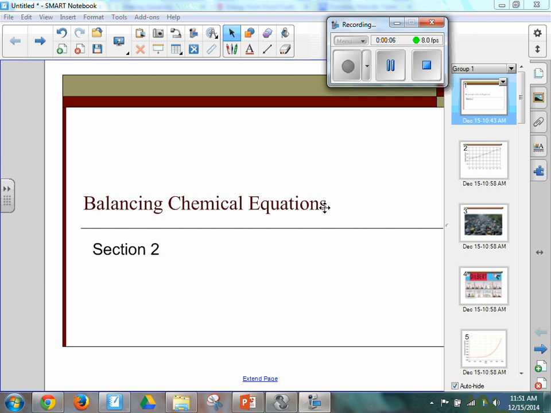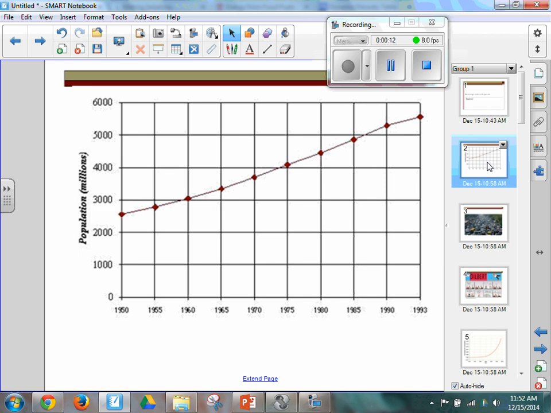Today we're going to be talking about balancing chemical equations, and to give you a little bit of a real-world example here, we're going to be talking about global warming. We'll be talking about, of course, the increase in the population. As you can see here, in 1950 we were under 3,000 million, which would be about 3 billion people. By 1993, we were just under 6 billion people, and by now we are far over 6 billion people.